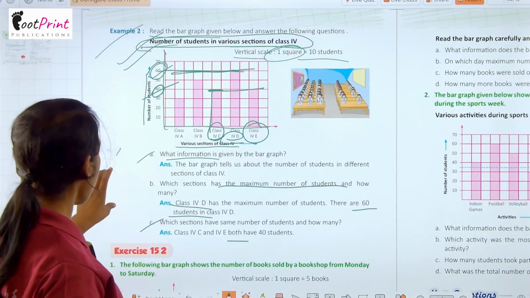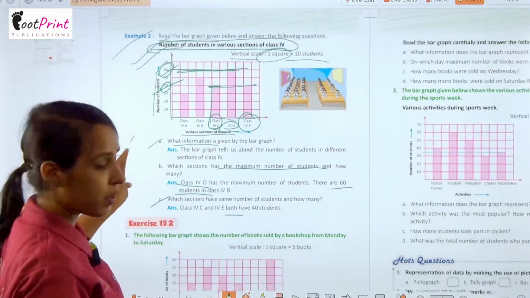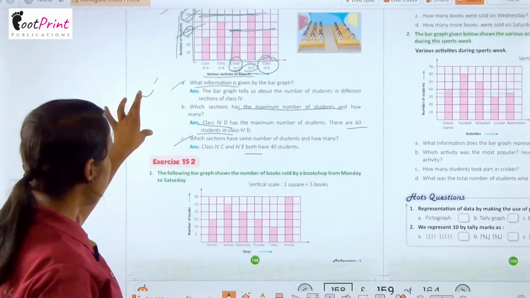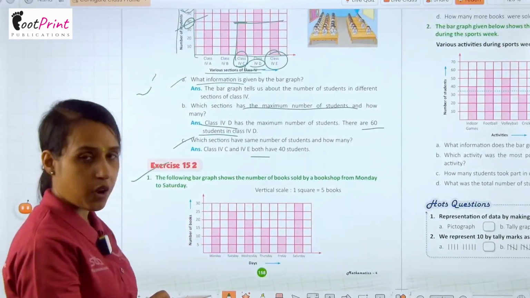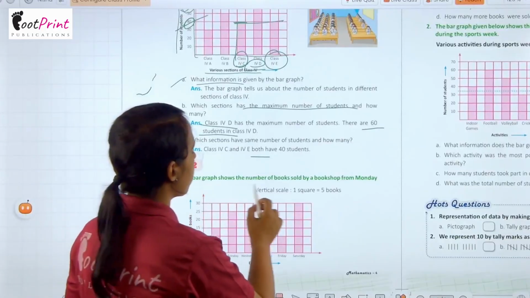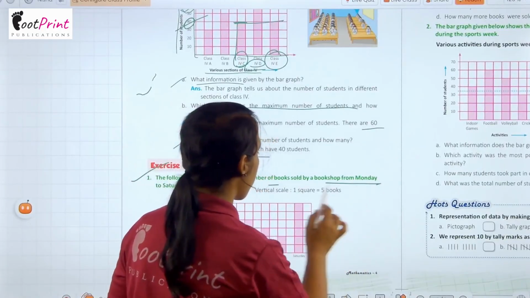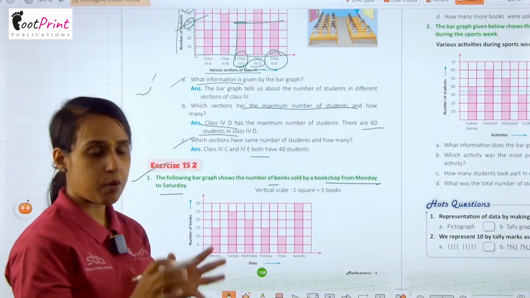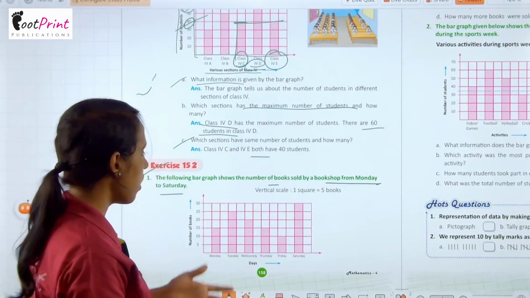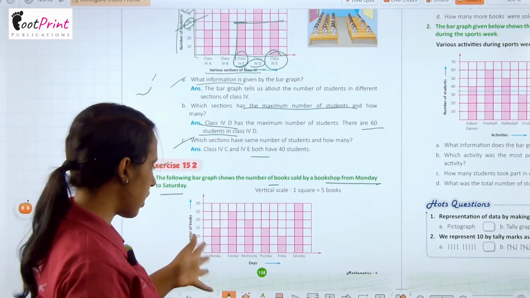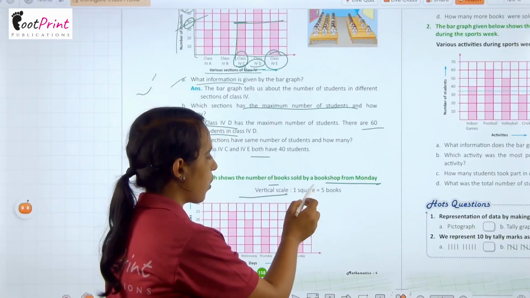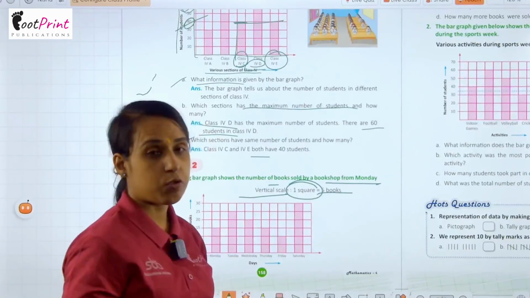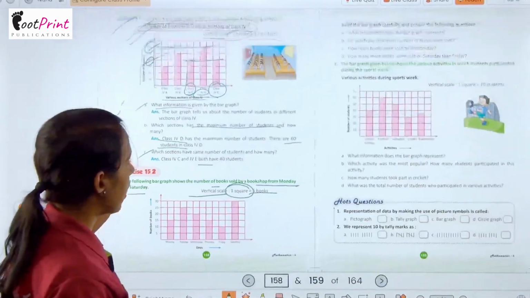Okay, now we have exercise 15.2 on the basis of the bar graph concept. Let's see here, we have question number 1. The following bar graph shows the number of books sold by a bookshop from Monday to Saturday. So we are given the information about how many books were sold by a bookshop from Monday to Saturday. The vertical scale shows 1 square equals 5 books. And here we have questions.